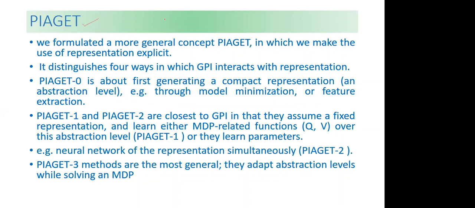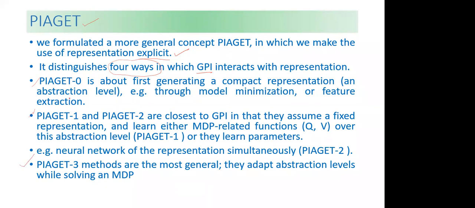So we formulate a more general concept of Pygate, which makes use of explicit representation. We have four ways. With the help of these four ways in GPI, we are representing the Pygates. These four are Pygate 0, Pygate 1, Pygate 2, and Pygate 3.